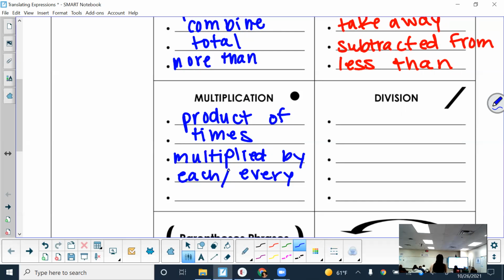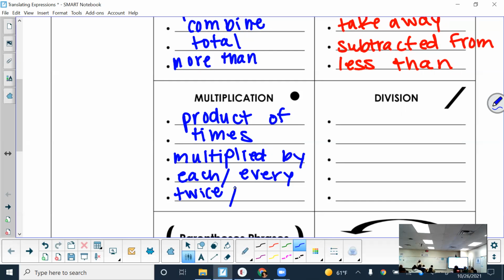What about things like twice? So twice implies multiplication, but what are you multiplying by? I'm doing twice a number. I'm multiplying it by 2. So I'll put that in there.